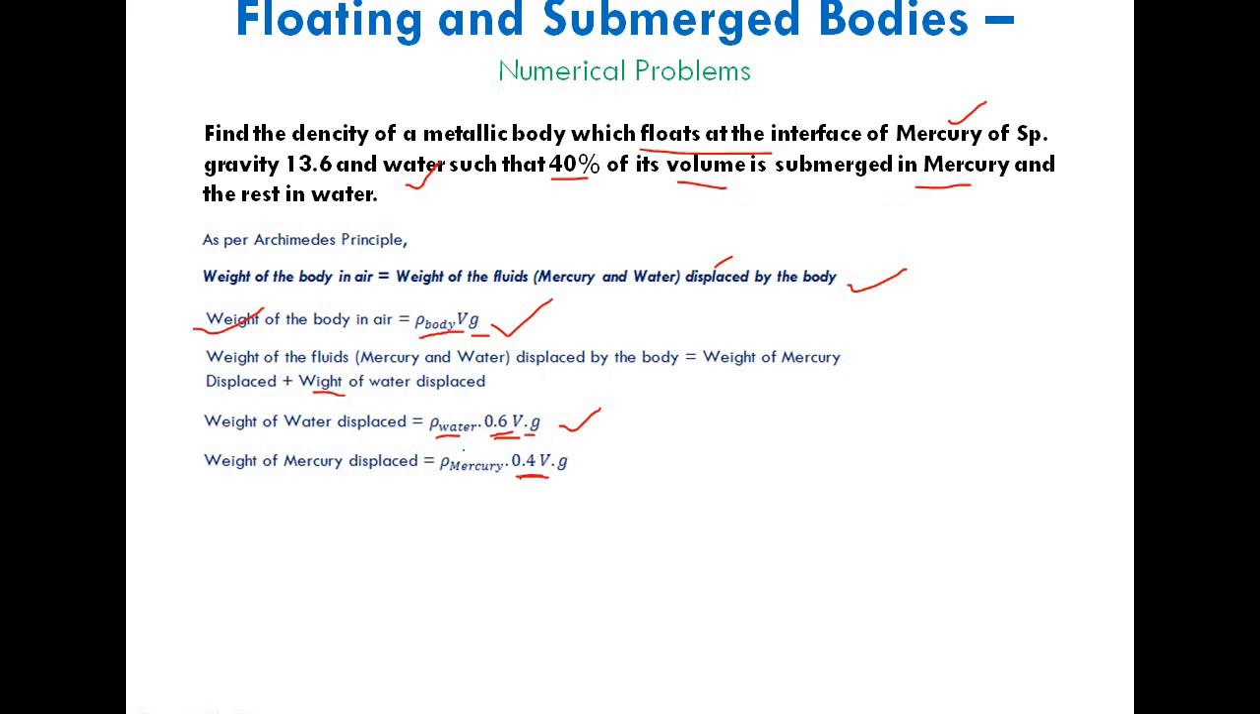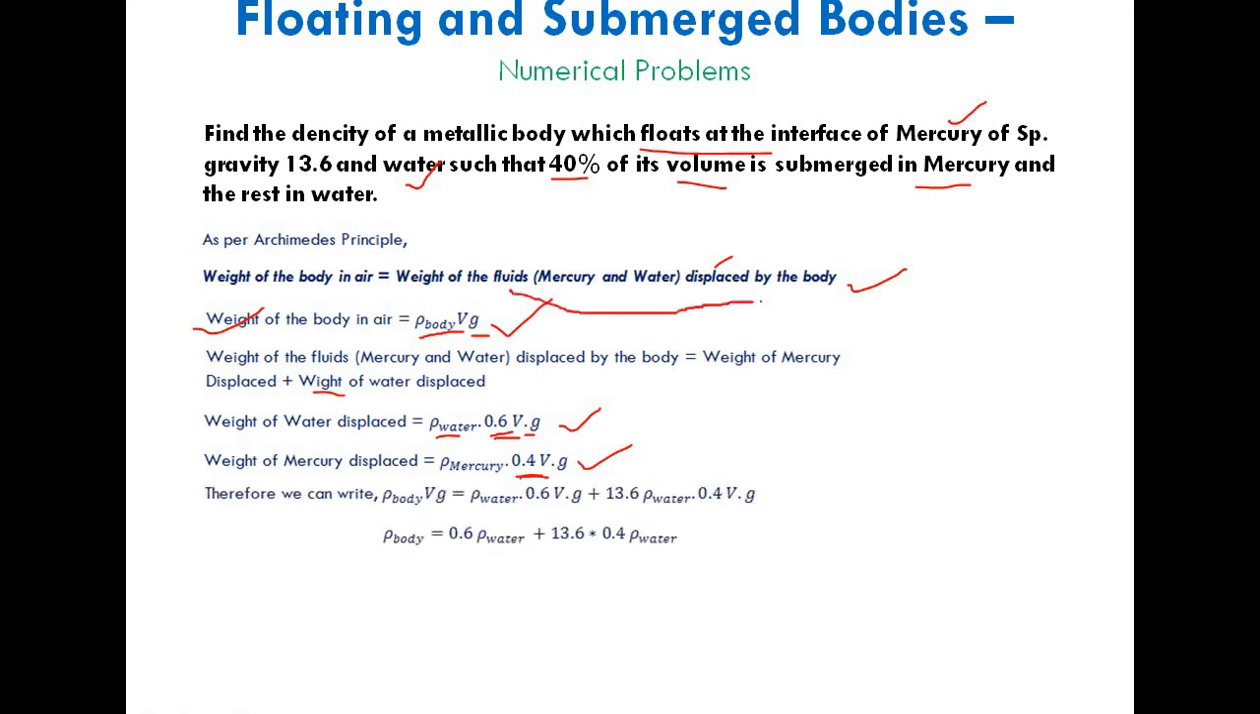So the respective weights will be rho of water into 0.6 V into g for water, and for mercury it is 0.4 V into g into density of mercury. As per this equation, you can substitute: weight of the body in air, that is rho body V g, equals weight of water displaced plus weight of mercury displaced. So what is the density of mercury? Density of mercury is 13.6 into density of water, because the specific gravity is given as 13.6.